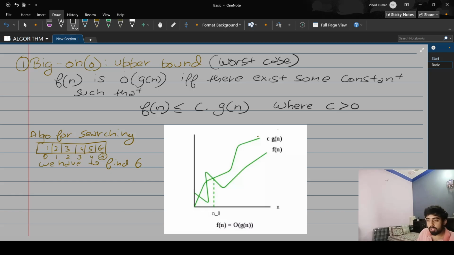For example, I'll go for searching, and we have to search for 6. In the searching algorithm, we compare the 0 index value first, then index 1, then 2, then 3, then 4, then 5. So the worst time complexity to find 6 is big O of n, because we have to find the last element. Or you can understand this from here. This is the function, and after this point, n naught, f of n will not go above g of n, which is the big O function.